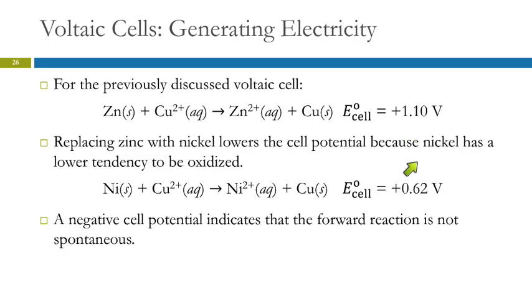So both of these are going to be spontaneous. A positive cell potential tells us that it is a spontaneous reaction. If we have a negative cell potential, that tells us that the forward reaction, as it's written, is not spontaneous. If the forward reaction is not spontaneous, then the reverse reaction is going to be spontaneous.